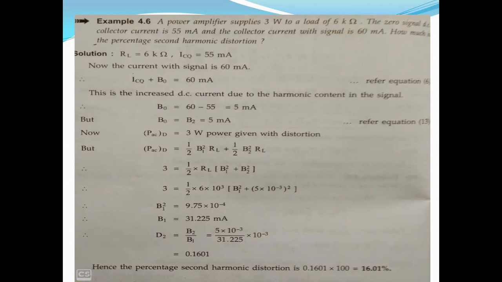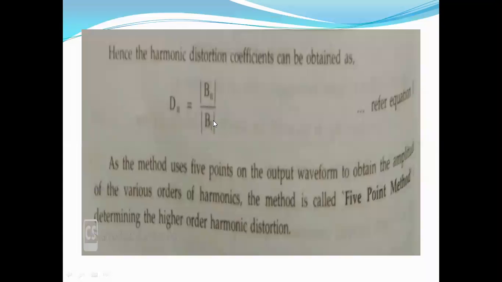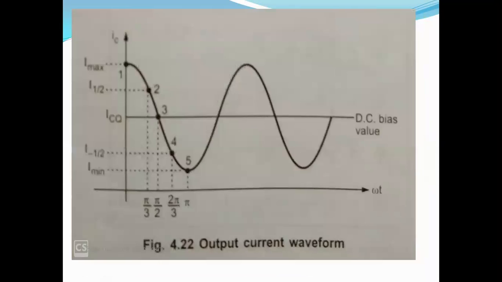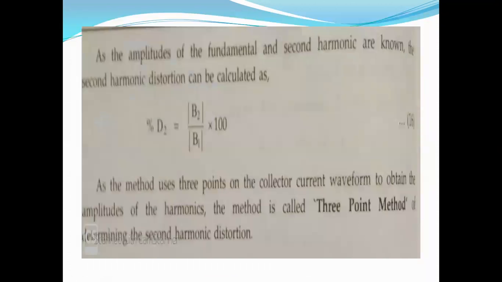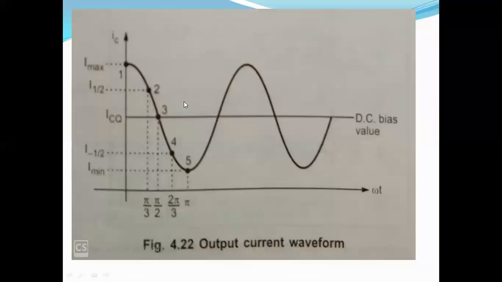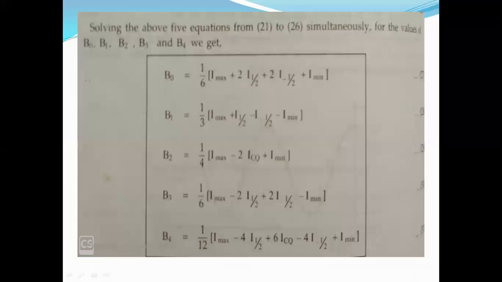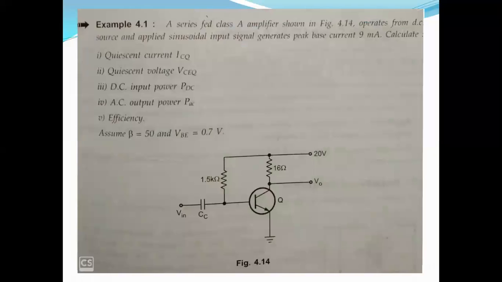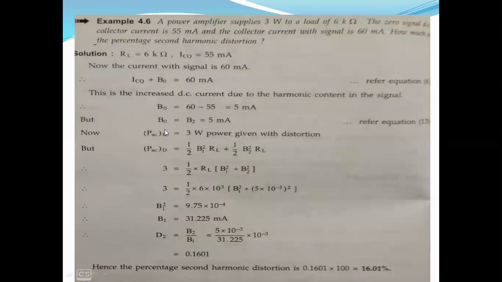B0 is equal to B2, that is equal to 5 milliamps. In the previous session, we have already derived the equation in the 3-point method: B0 is equal to B2. So if you know the value of B0, that is equal to B2. Here B0 is 5 milliamps, so that's why B2 is also 5 milliamps.